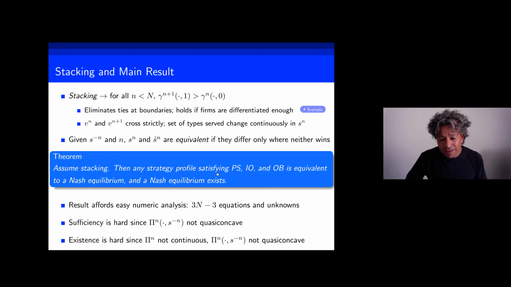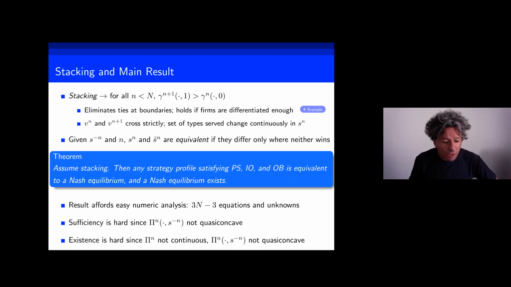The sufficiency result is hard because in our original problem, the function pi of n is not quasi-concave. So we cannot be sure that, even a priori, it's not intuitive that local conditions such as IO and OB will suffice for a strategy profile to be an equilibrium. And existence is hard because payoffs are discontinuous, yeah? But we know that there are theorems for discontinuous payoffs. But on top of that, we have the lack of quasi-concavity here. And that at least didn't allow us to use an off-the-shelf result to prove it.